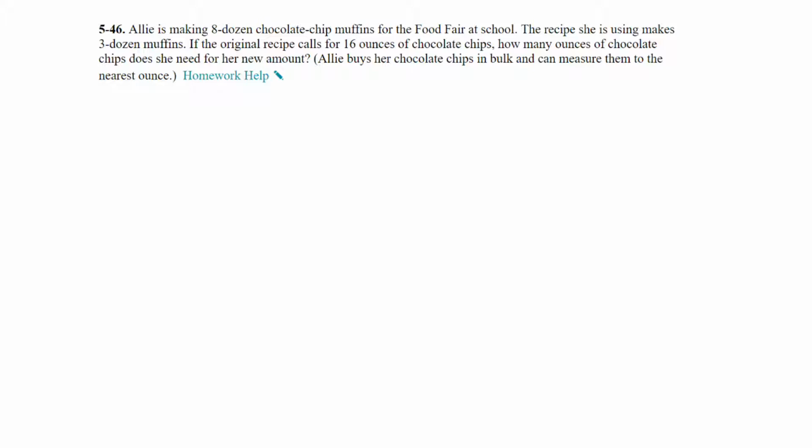Alright, so let's look at what we're comparing here. We have Allie making 8 dozen chocolate chip muffins. Her recipe that she is using only makes 3 dozen muffins, and the original recipe calls for 16 ounces of chocolate chips. So how many chocolate chips does she need for her new amount of 8 dozen chocolate chip muffins? So what I'm thinking is maybe we can set up a proportion comparing things.